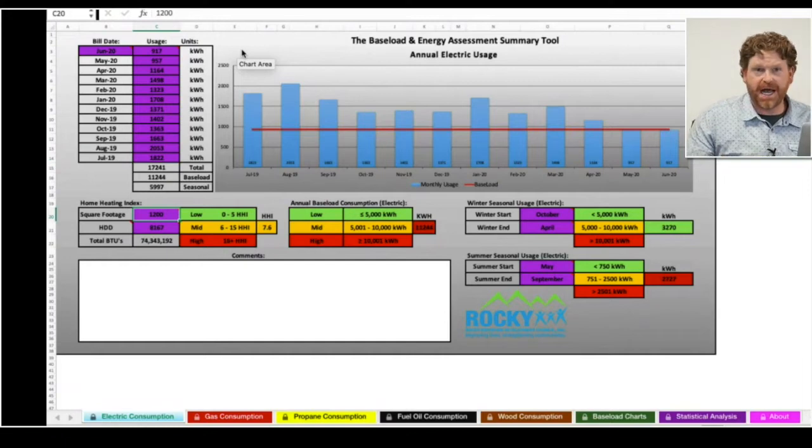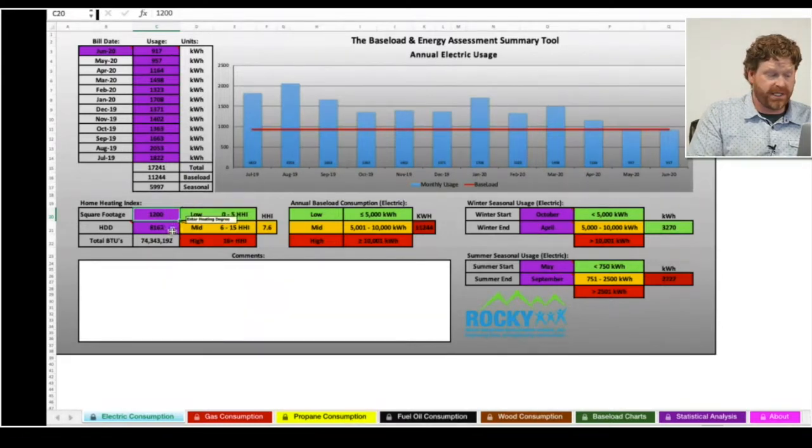Okay, so that's our actual usage of electric usage that we got from the utility for this client. And you can see it's already picking out what our total kilowatt hours for electric energy used is, what our base load is, and what our seasonal is. But to take this one step forward, we want to add the square footage and the heating degree days.